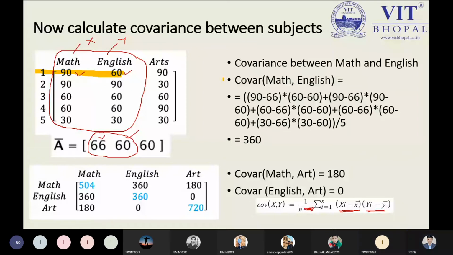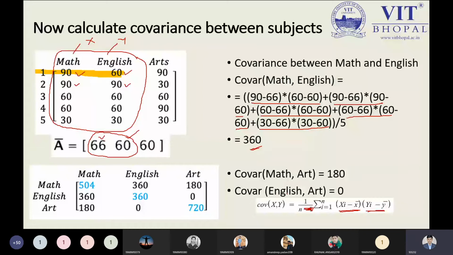Now, is it clear to all? Here we have this portion. We will do the same thing 5 times, because our computation is done from i equal to 1 to n. So 90 minus 66, then 90 minus 60. We do this activity 5 times for each and every data point and divide by 5, and you will get 360. Is it clear to all? What is the covariance value you are getting?